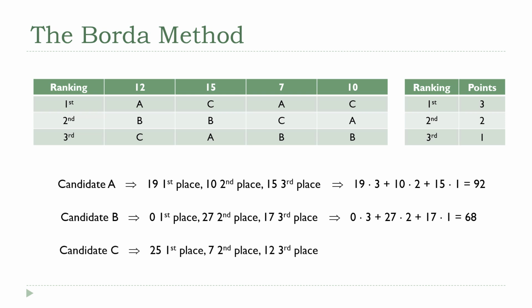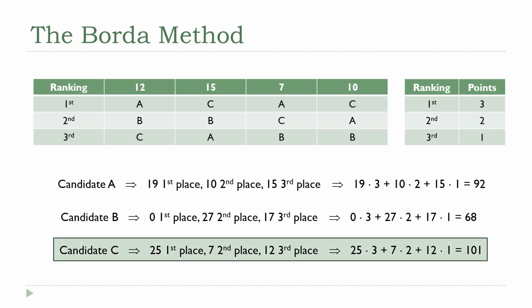And finally, candidate C. I'm feeling good about candidate C just because they have so many first places, right? 25 first place, 7 second, and 12 third, which comes out to 101. So yeah, that puts candidate C as the winner of this particular election.